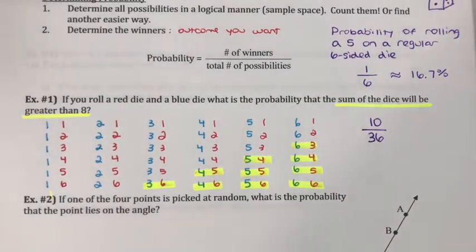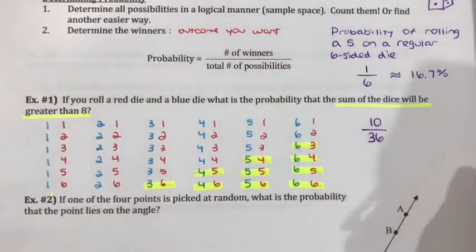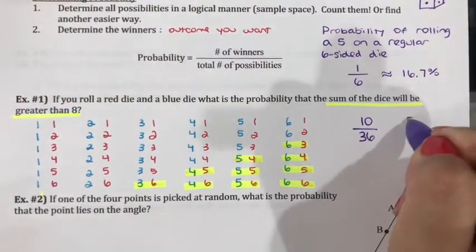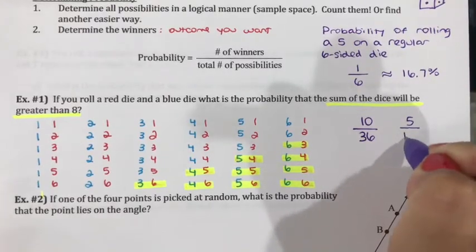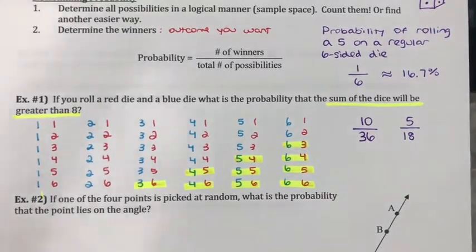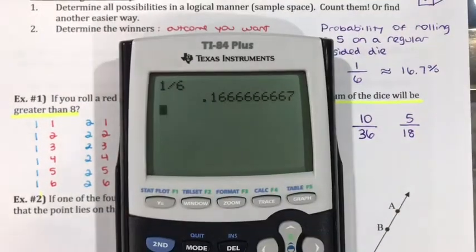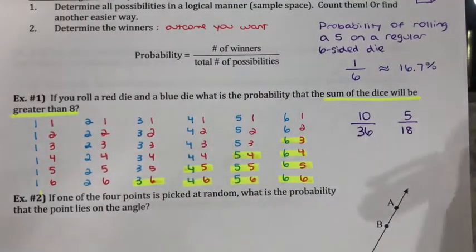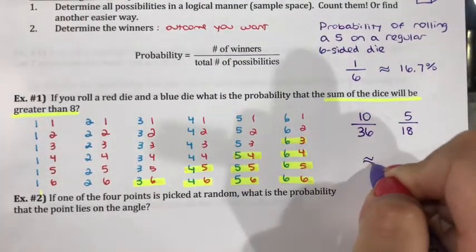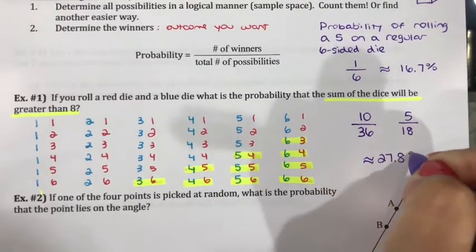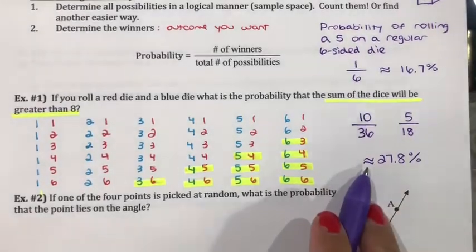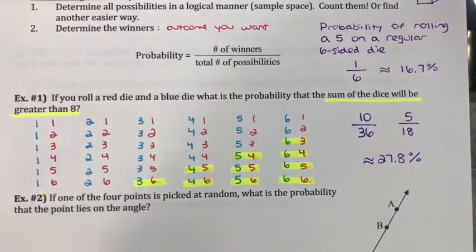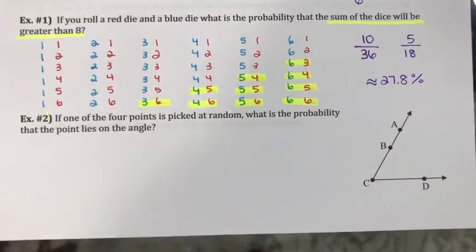Now, when we have a probability, usually you want to reduce that as much as you can. So this fraction would get reduced to 5 over 18. Okay, now if we wanted a percentage, I'll have approximately 27.8%. Remember that this symbol just means approximately equal to because we rounded. Okay. All right, our last one on this page.